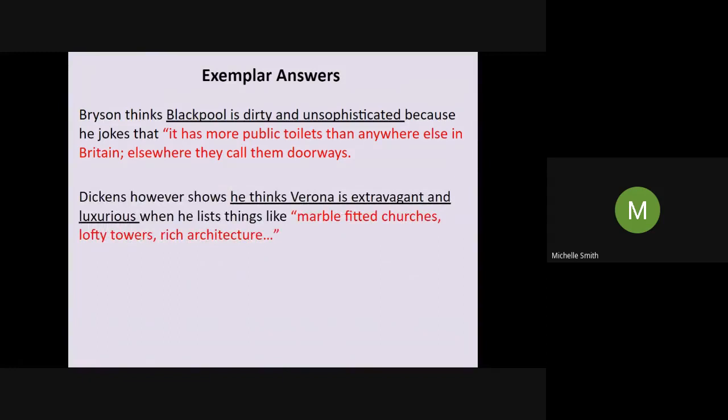Okay, next one. Dickens, however, shows he thinks Verona is extravagant and luxurious because he's listing things like marble-fitted churches, lofty towers, and rich architecture. Those things do sound quite luxurious and expensive, don't they? Marble-fitted churches and rich architecture. So one's dirty and horrible and the other one's quite posh, basically.